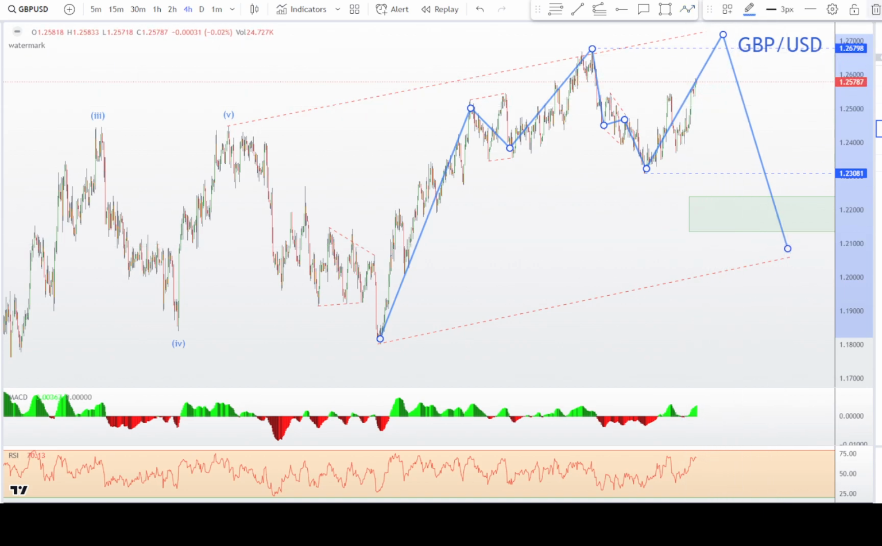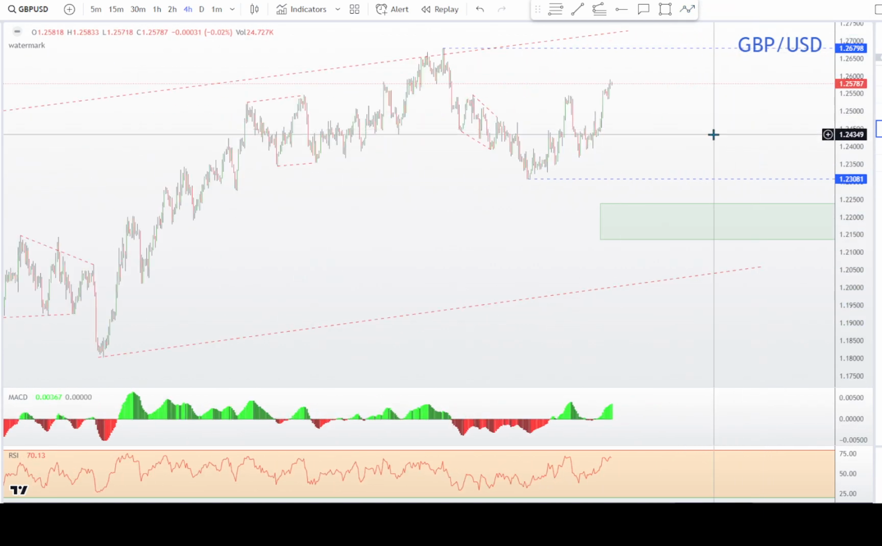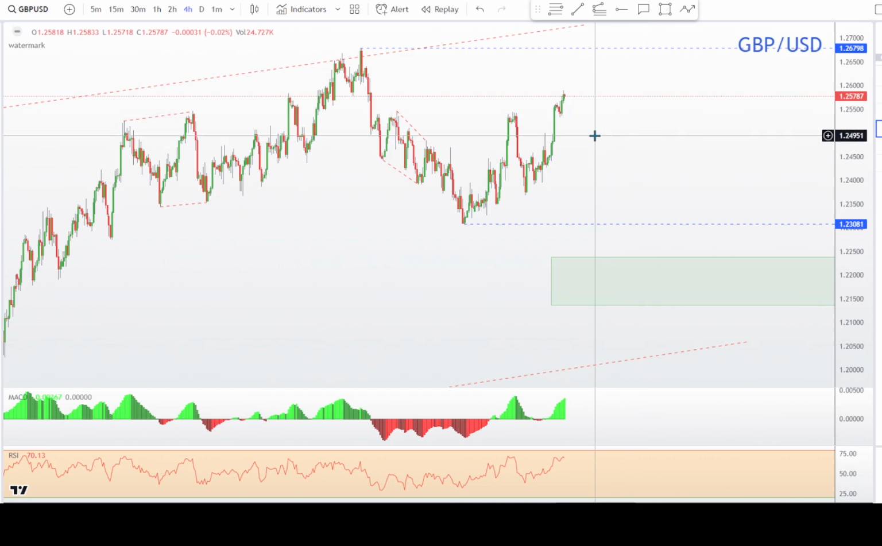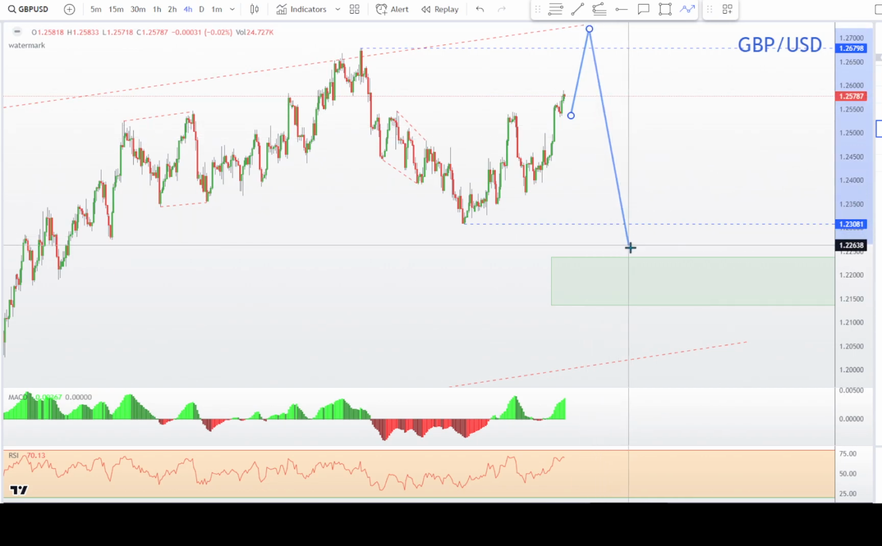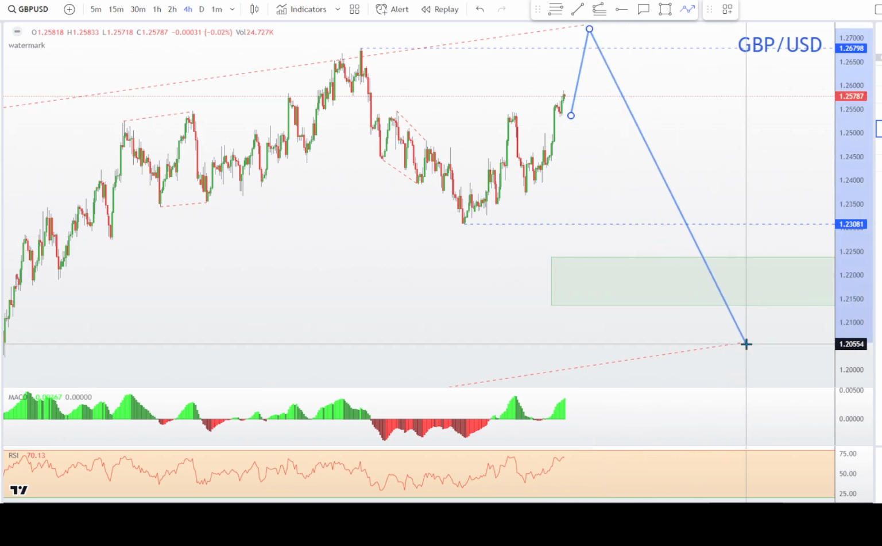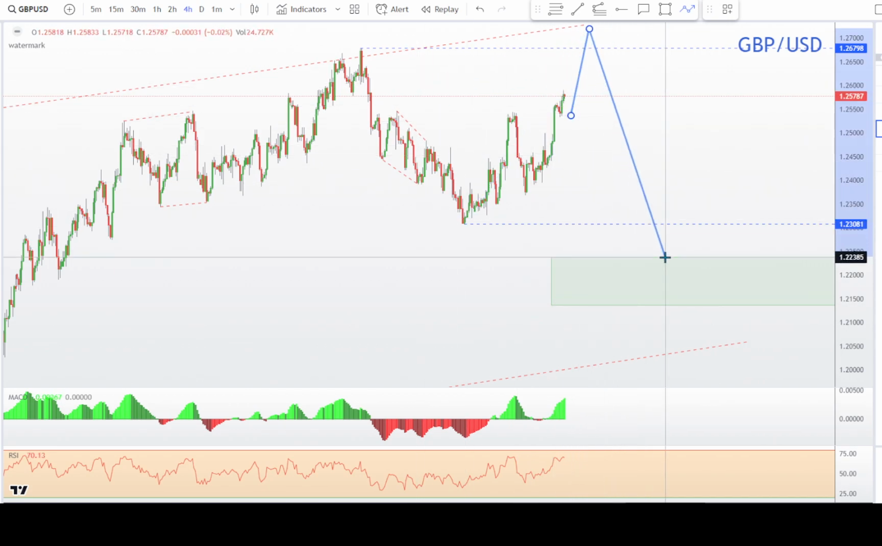So the pound's a little tricky to trade because we're right in the middle. It's either going to go up one more time for the Y wave, or it's going to come down all the way down to here in a diagonal format.